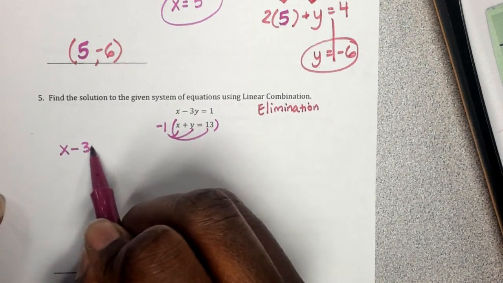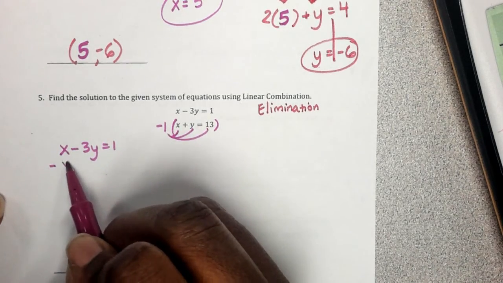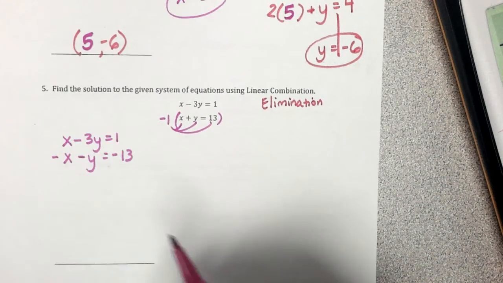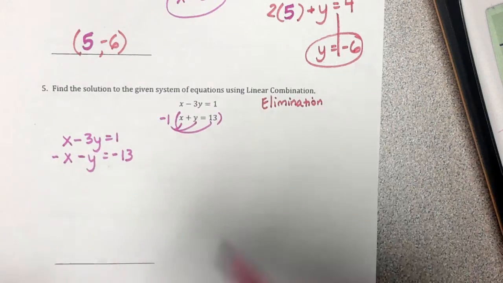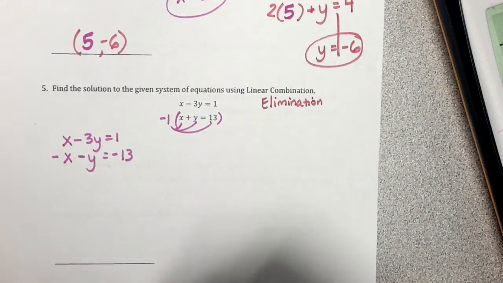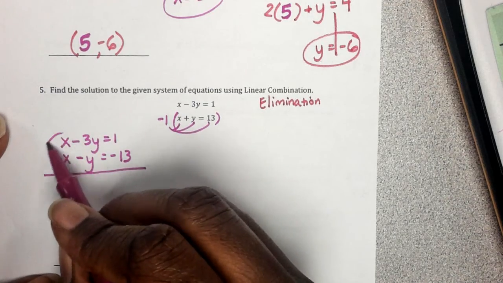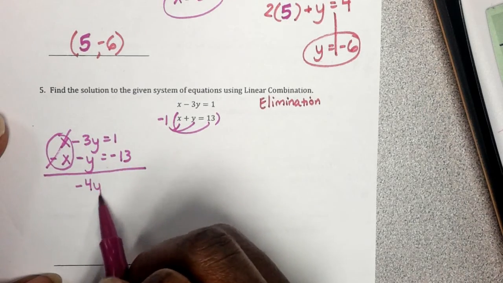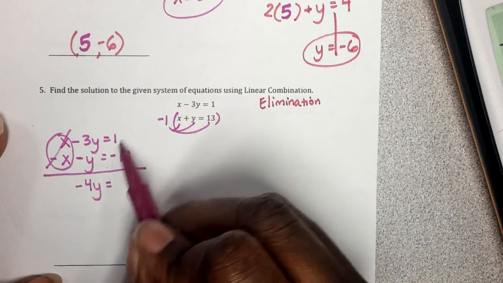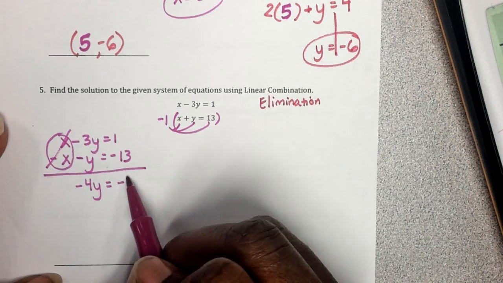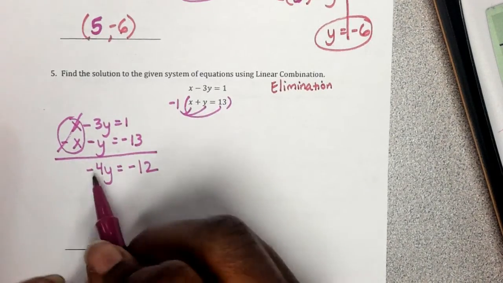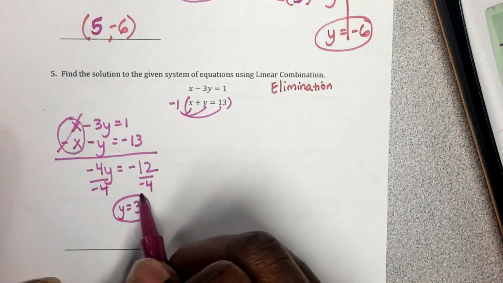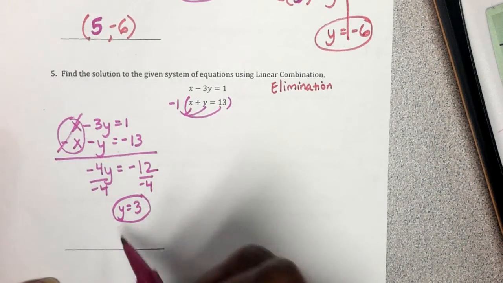So this is going to be x minus 3y equals 1. And then negative x, now minus y, equals negative 13. This is just one way. If you didn't do it this way, just wait and see. You should still get the same solutions, even if you did it a different way. So here are my zero pair. I'm going to combine, get a negative 4y, then combine and get a negative 12. Then I'm dividing. So hopefully you still got y equals 3 so far. Negative 12 divided by negative 4 is a positive 3.